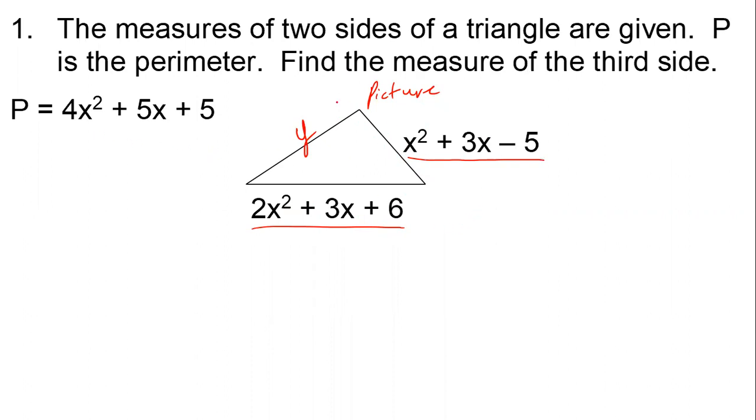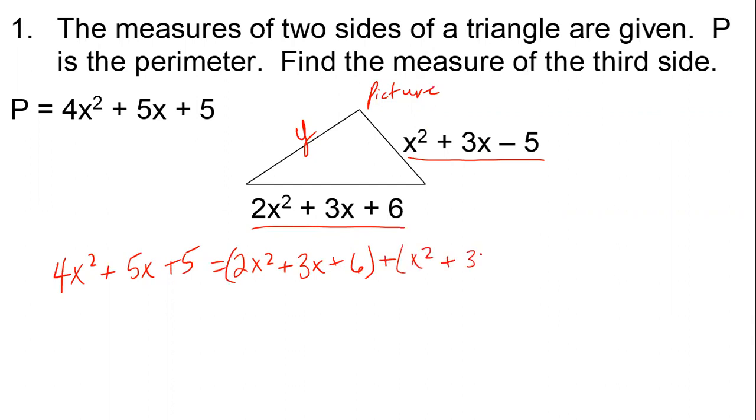Well, perimeter means that I add all three sides together, correct? So we know that perimeter equals all three sides added together. So we know that 4x squared plus 5x plus 5 equals 2x squared plus 3x plus 6 plus x squared plus 3x minus 5 plus y. And my job is to get y by itself.